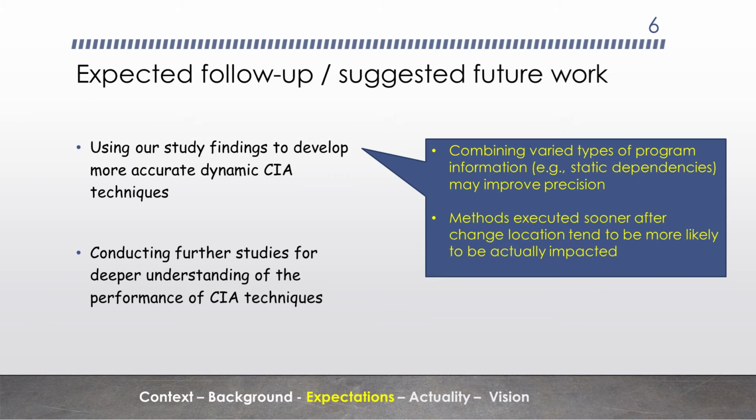Accordingly, we pointed out two lines of work expected to be followed up by later research. The first line is about developing more accurate dynamic CIA techniques, for which we also shared some insights and recommendations on how to achieve that goal, for example, by combining various types of program information. The other line is to look further into the performance, including effectiveness and efficiency, of CIA techniques, possibly reusing our toolkit and experimental methodology.